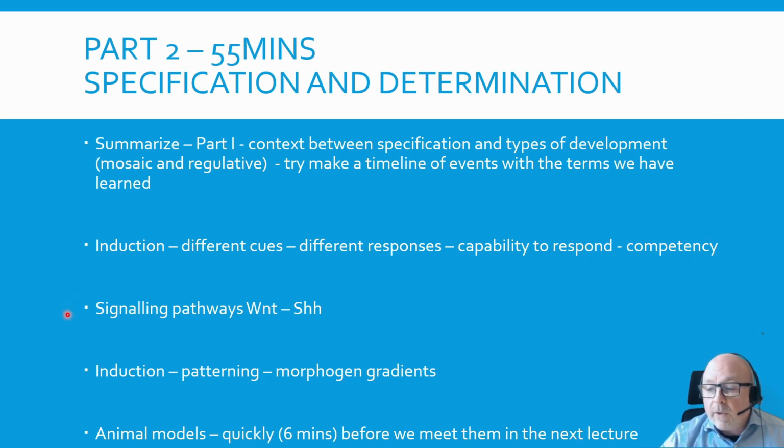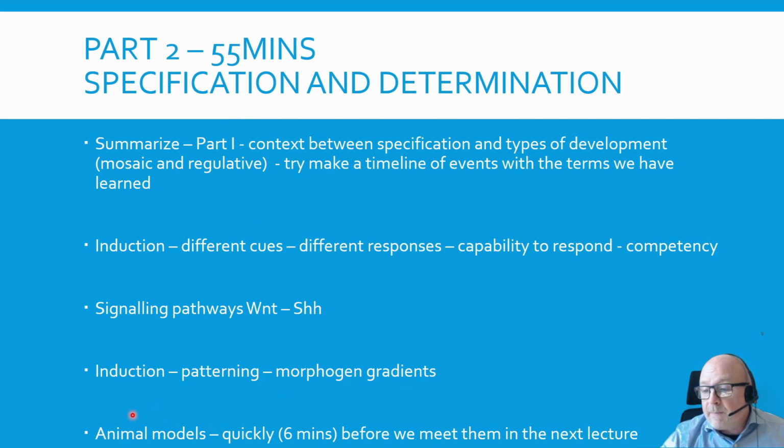Then we will take a couple of signaling pathways, and throughout the beginning part of the course, we will bring in signaling pathways and discuss them in some detail. So Wnt and Sonic Hedgehog we'll start discussing, and maybe the Delta-Notch pathway comes in a bit later on. Then we will go back, using terms we know in induction, to discuss patterning, and I will introduce the term morphogen and morphogen gradients. And this will take about 50 minutes in total.